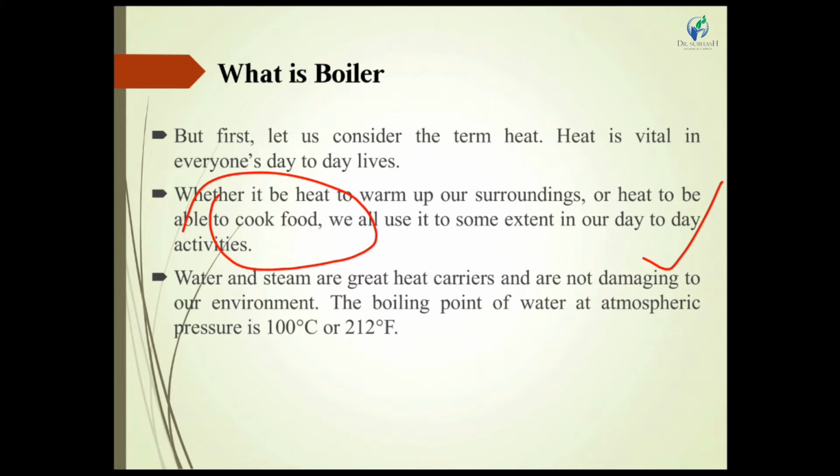It means the liquid form is converted into gas, but the gas requires more and more space. In the case of a pressure cooker, the volume is fixed. Since the volume is fixed, the pressure inside increases as liquid water converts into steam, and the pressure acts on the food so it is cooked fast. A pressure cooker is also one type of boiler. Water and steam are great heat carriers and do not damage our environment.